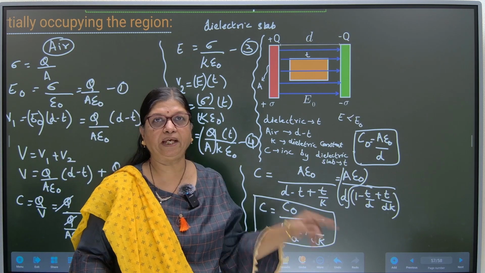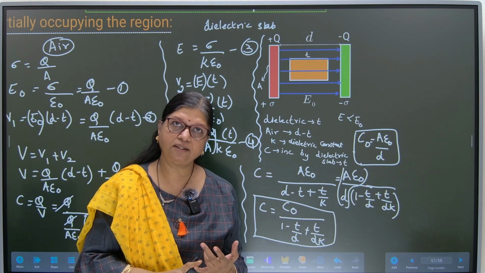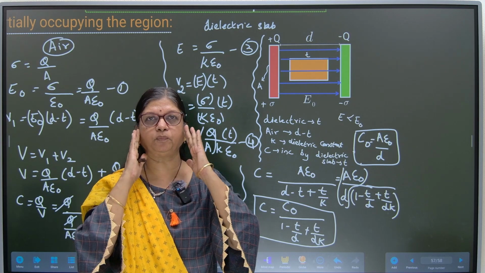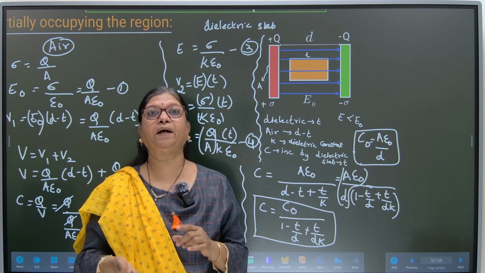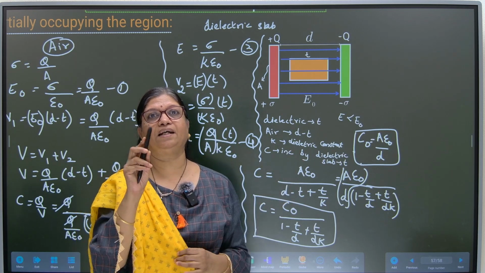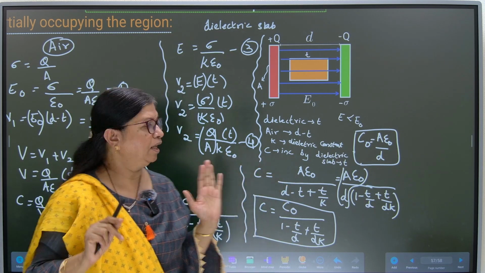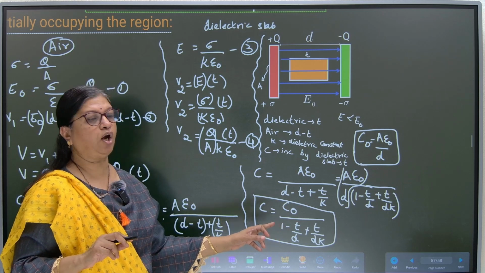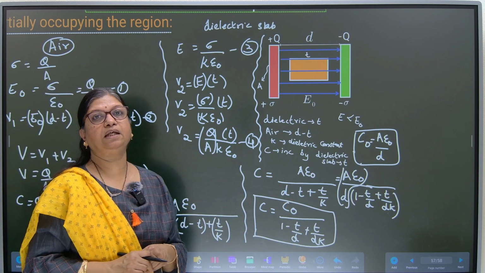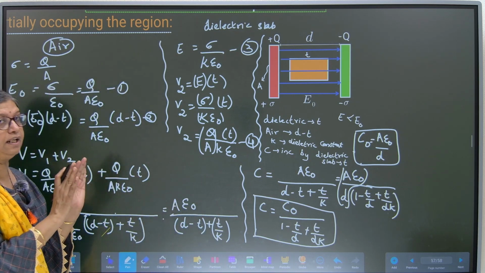This year also, based on this formula, a numerical was asked in NEET, in JEE. Fine. So formulas have to be remembered quickly by understanding what is given to us. Here what was given to us? A dielectric slab of thickness T between the plates of the capacitor. Fine. So we have C is equal to C naught divided by 1 minus T by D plus T by DK. Fine. So understand clearly what we have done.